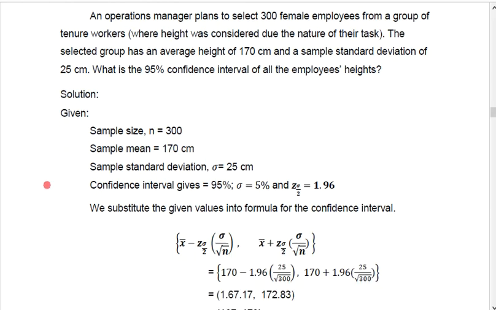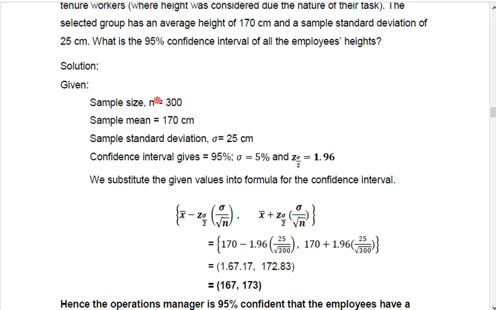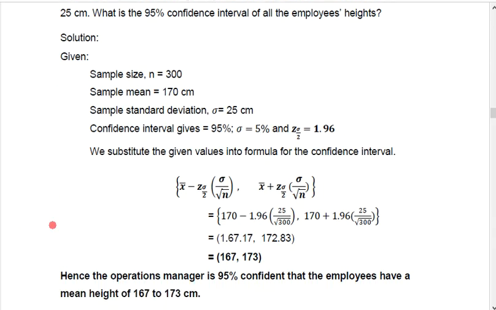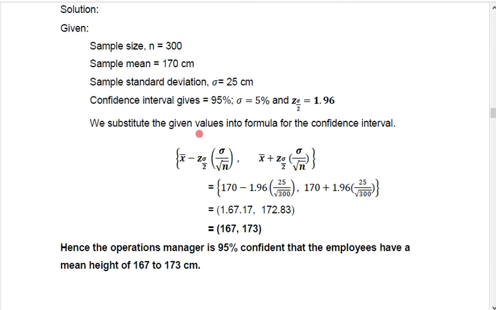Okay, we have here this solution. We have the given sample size n is 300, mean is 170 centimeter. We have the standard deviation of 25 centimeter. Confidence interval, it has 95%, and alpha or the significance level of 5%, and z sub alpha over 2 is 1.96. We substitute the given values into the formula for the confidence interval.